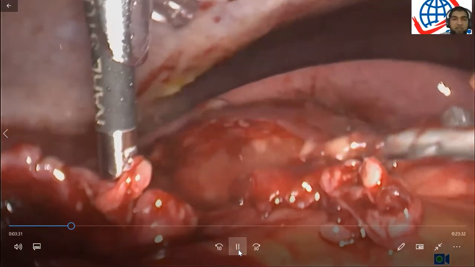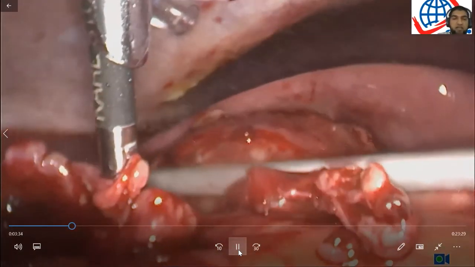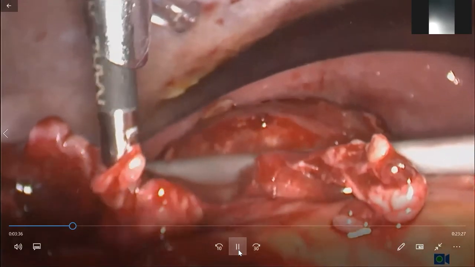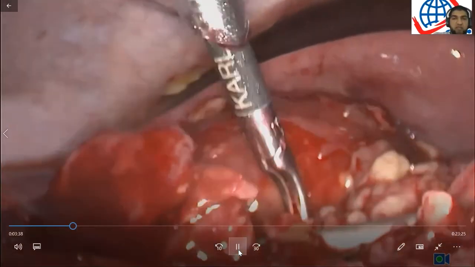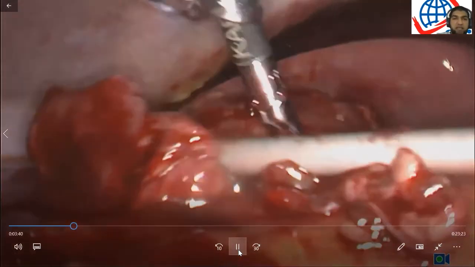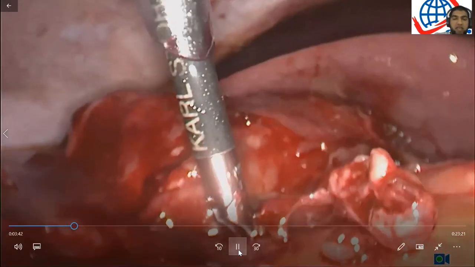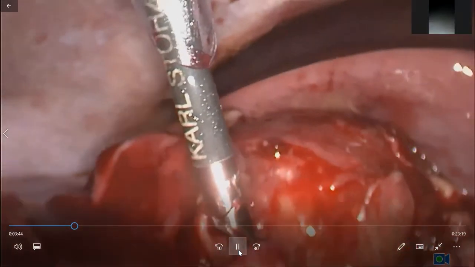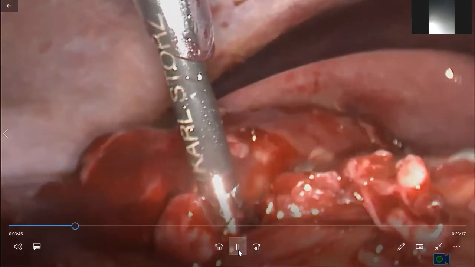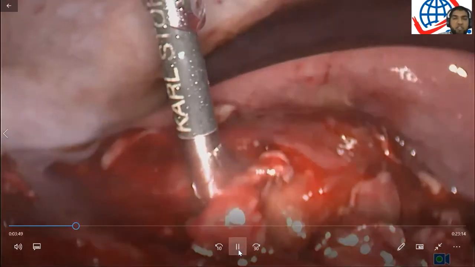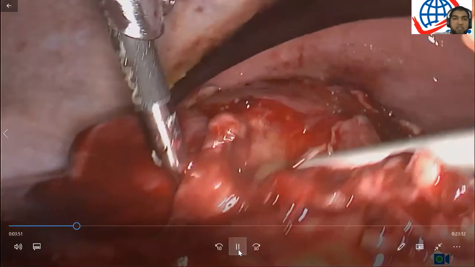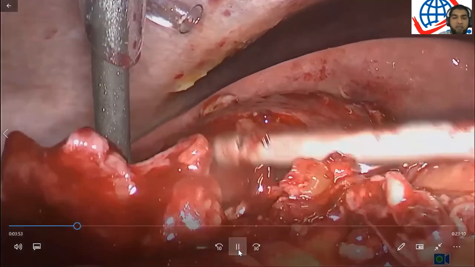With very inflamed tissues, you will find that sometimes the different structures become difficult to visualize, and don't hesitate to irrigate the area. The key thing is to make sure that we have good visibility at all times, and you can wash the area down, wash the blood away, so that you can see exactly where you're going.